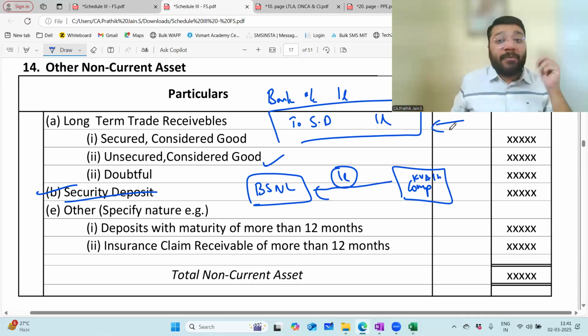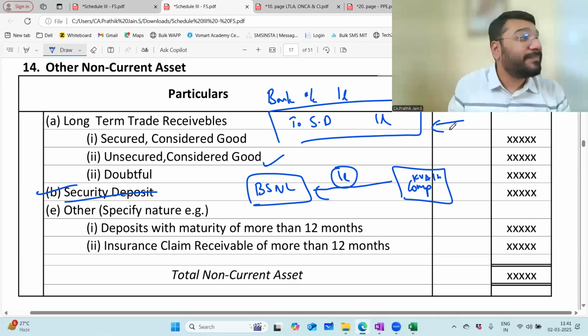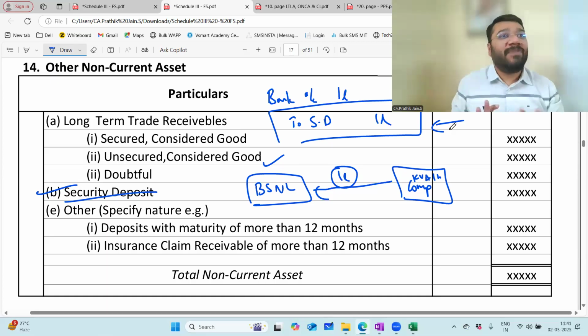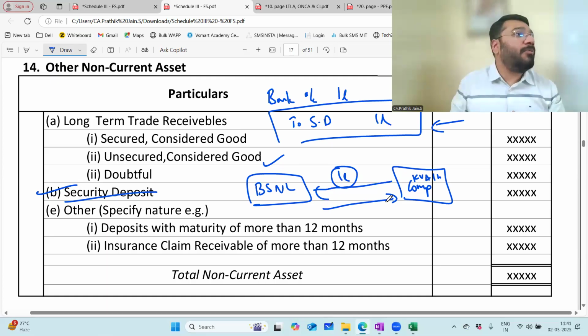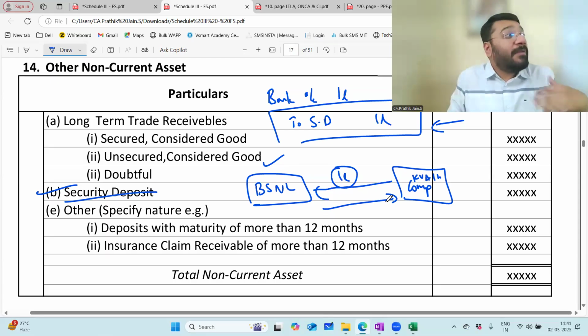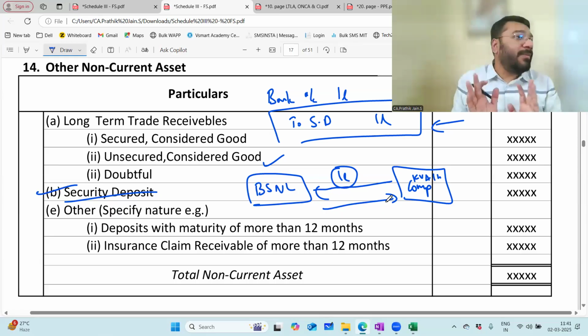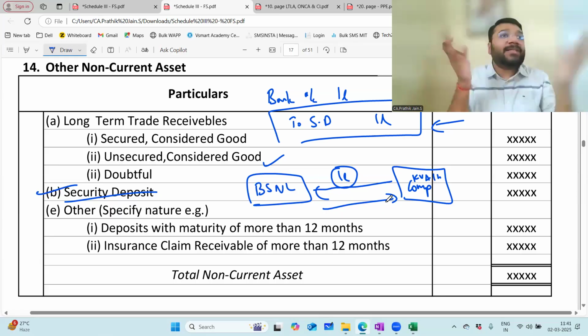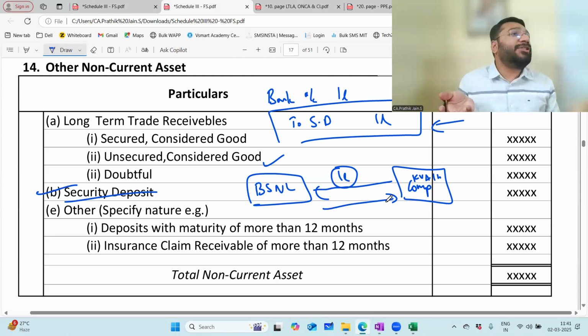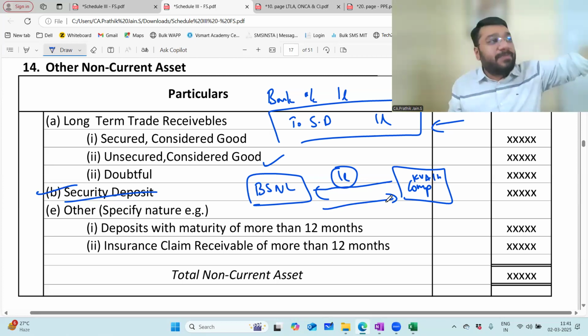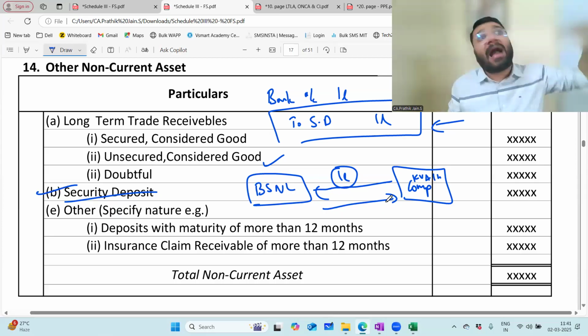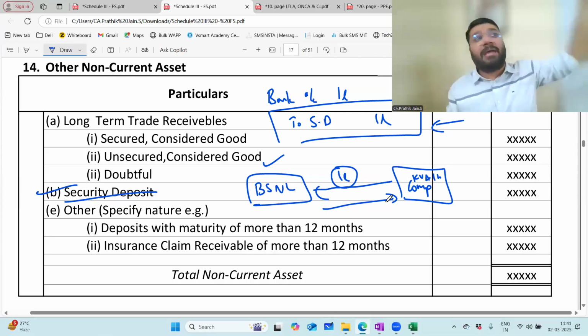Now for BSNL, what liability is this, current or non-current? Non-current, because BSNL has no intention to give this 1 lakh rupees anytime soon. When will BSNL have to give this money back? If I'm surrendering the connection, then they have to give the money back. Otherwise, not. I don't have the intention to surrender, nor does BSNL have the intention to pay. So this money will come back to me only after the benchmark date. So this is a long-term liability.